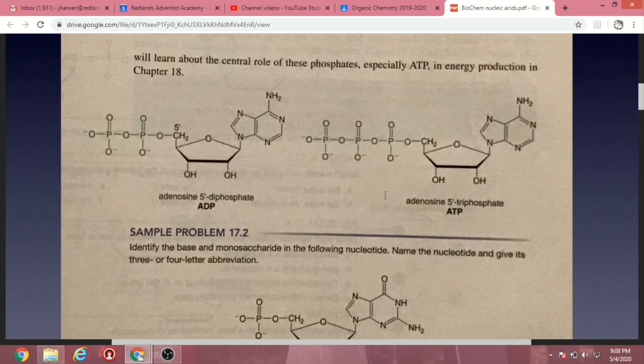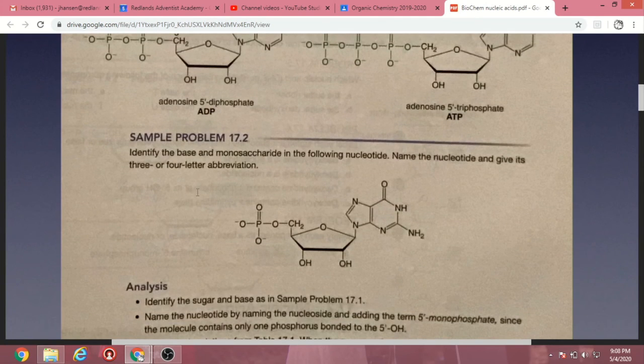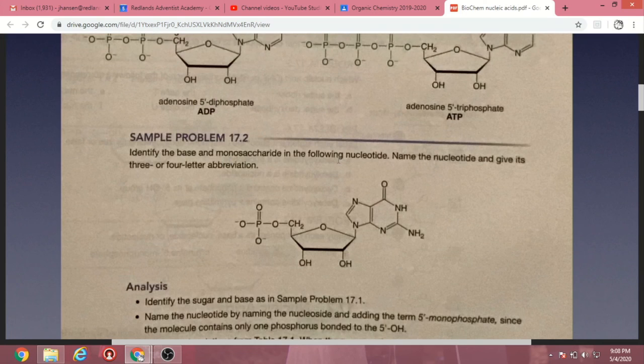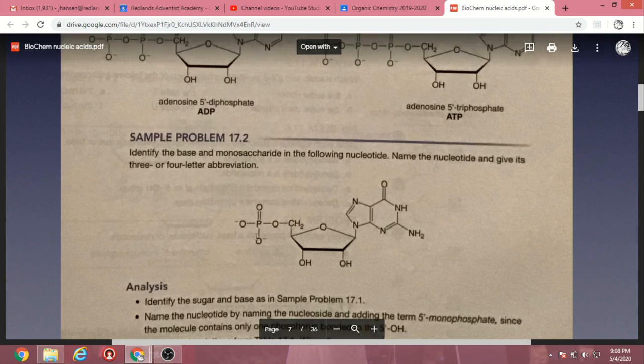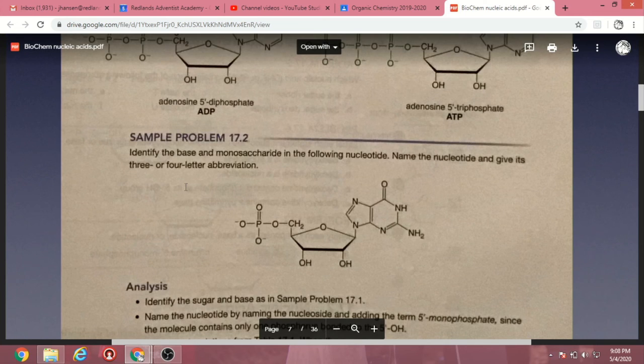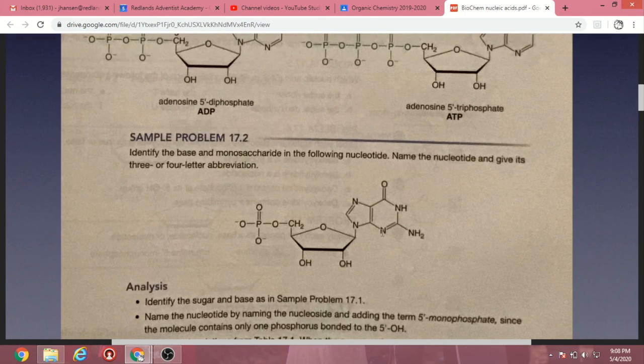Okay, so here's a sample problem. Identify the base and the monosaccharide in the following nucleotide. So we have a nucleotide here, and they want us to answer what the base is, the nitrogenous base, and what the monosaccharide is, and they want us to name the nucleotide and give its 3 or 4 letter abbreviation. So we got a lot going on here, but it's all building on itself.